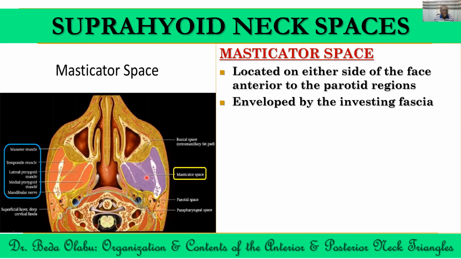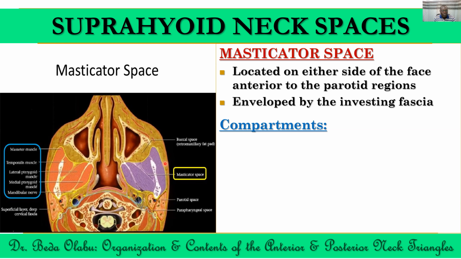The superficial lamina of the investing fascia will attach around the zygomatic arch, but some fibers extend even over it to the temporal fascia. The deep lamina will attach to the pterygoid plate as well as the basal skull. And so it encloses the muscles of mastication, and that's why it's called the masticator space. It also encloses the foramen ovale and the mandibular nerve within there.